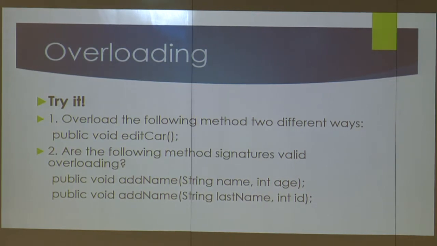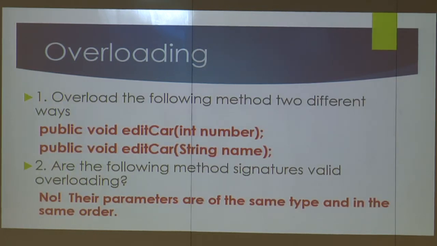All right, so if we want to overload that first method, we need to change around the parameters in some way. So a couple ways we could do that is if we just introduce some parameters, because it didn't even have any. So one could be an int and one could be a string. And then the two method signatures on the previous page were not valid overloading.